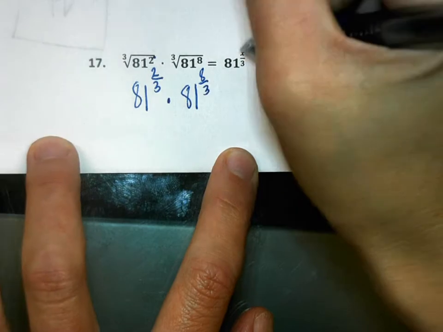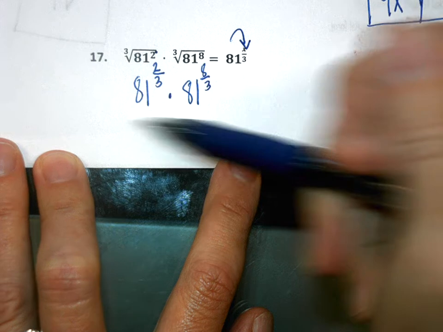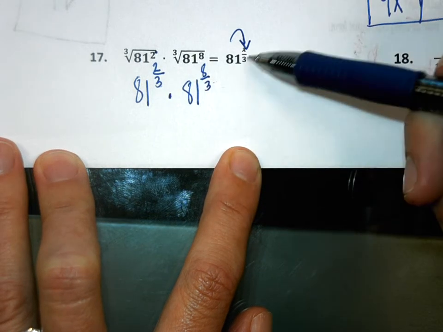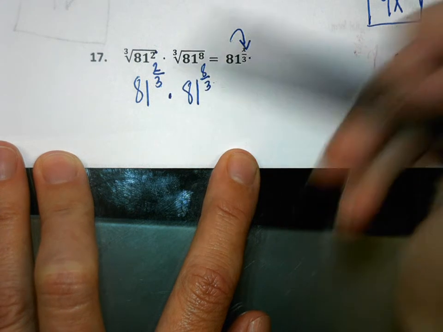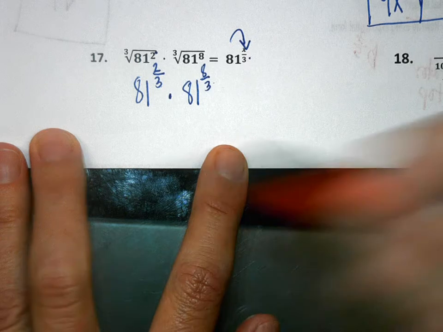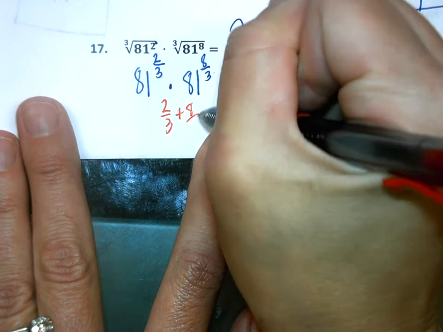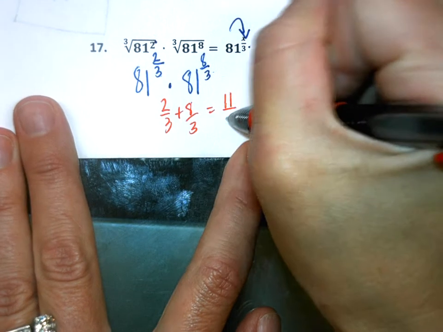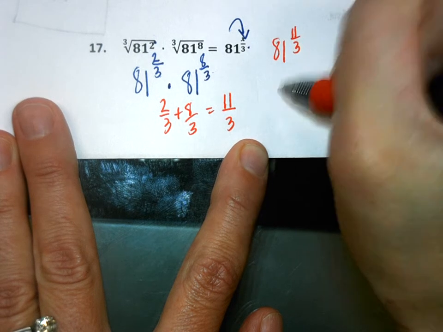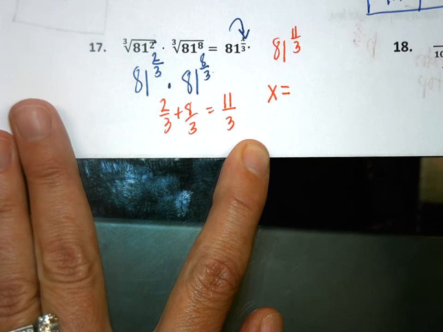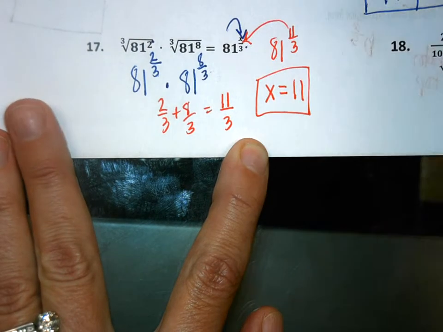So in order to figure out what x is right here, everything's already the same. Both of these are already 81s. The bottom number is already a 3 for our root. And so what do we do when we're multiplying? What do we do with our exponents? Hopefully you said add. That is correct. So all I'm going to do is add my 2/3 plus 8/3, and when I add that together, I get 11/3. So if you look here, that means that it's 81 to the 11/3, and therefore x will equal 11, should be the answer, because that 11 is what is missing in the spot for the x.